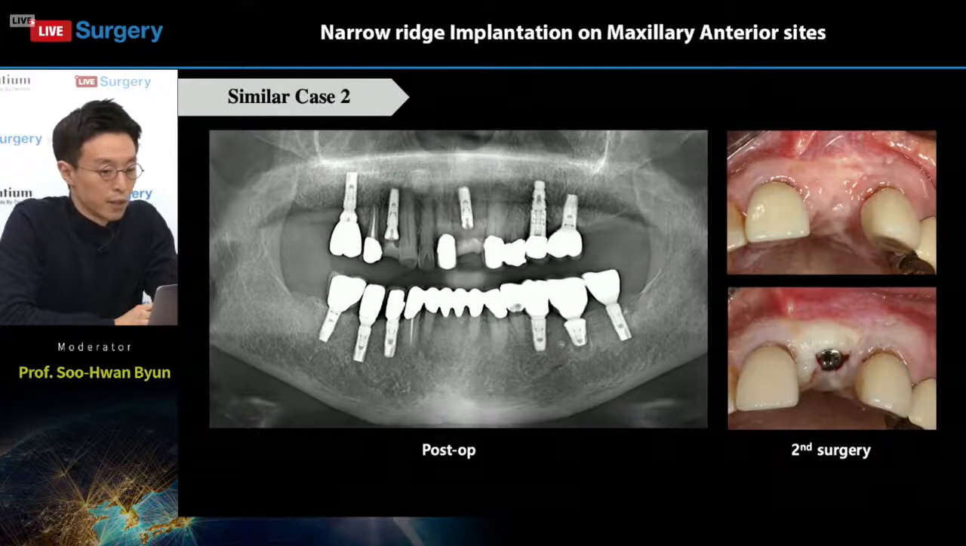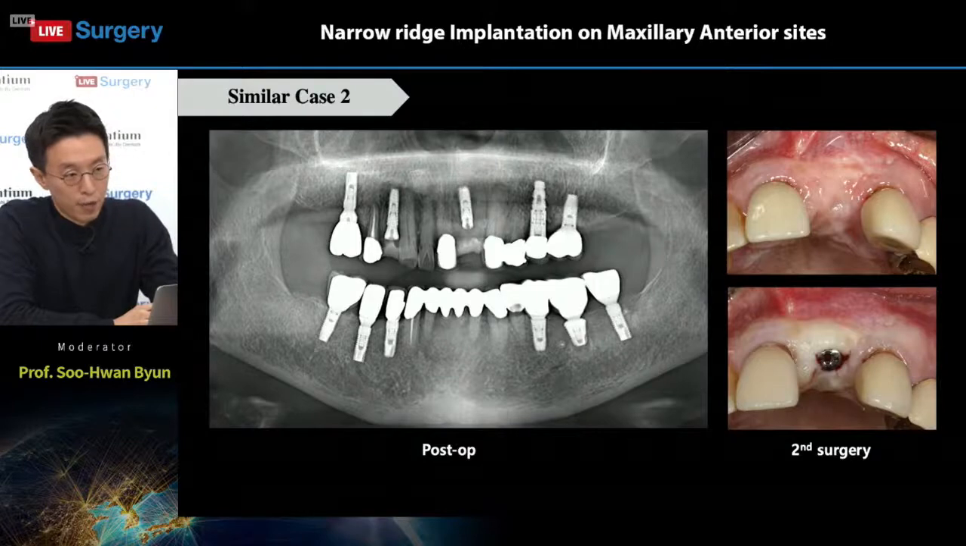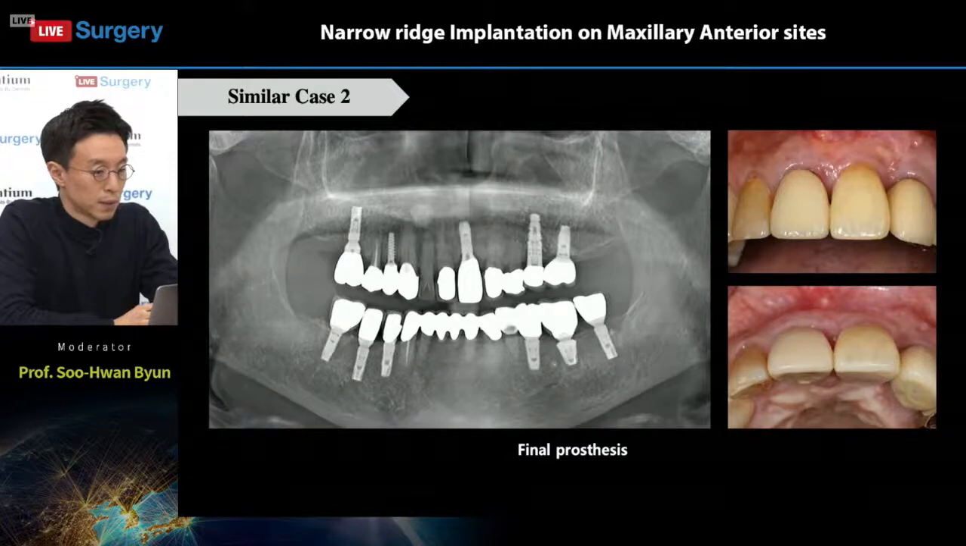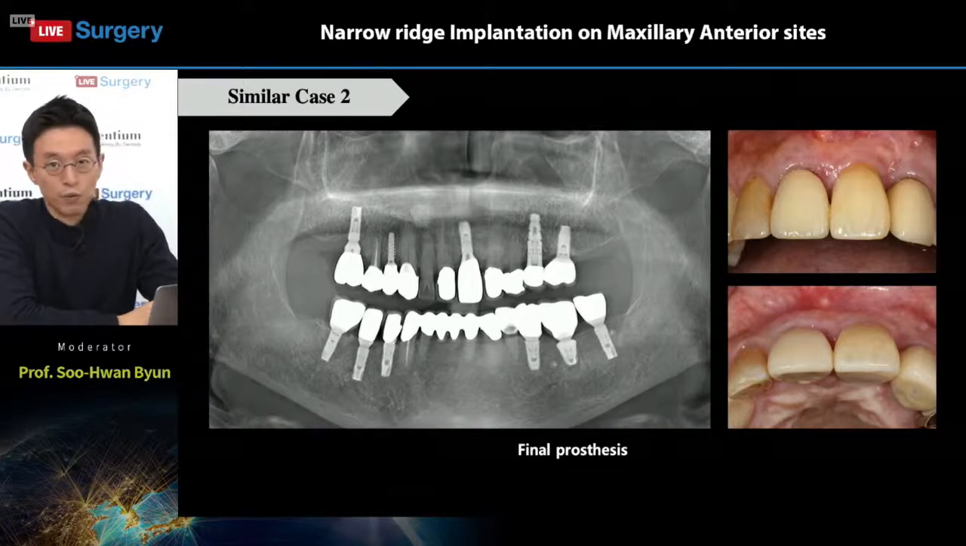The fixture and grafted bone were not exposed. And after a few months, second surgery was done. Second surgery was performed only by using a step incision. This is the final prosthesis. And this is the end of the similar case, and now we are moving on to the live surgery.